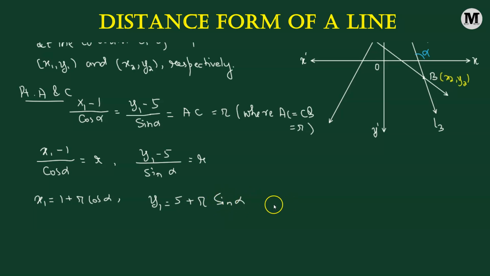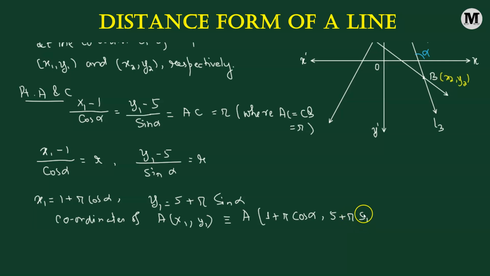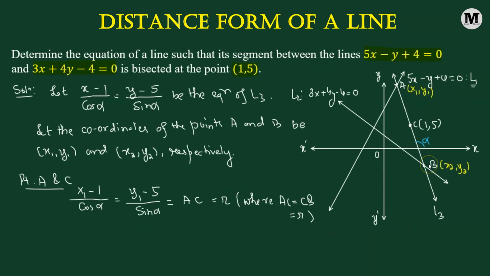So what we have done here is we have converted the coordinates of point A, which we initially considered to be x1, y1, into its corresponding parametric form. The x coordinate is replaced with 1 plus r cosine of angle alpha, and the y coordinate is 5 plus r sine of the angle alpha. So this is going to be the coordinates of point A. Let's keep that aside for the time being.